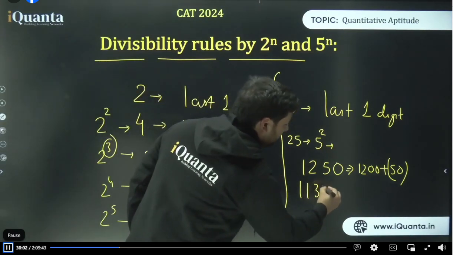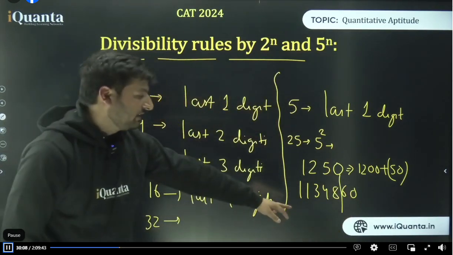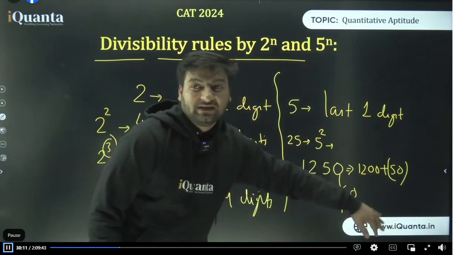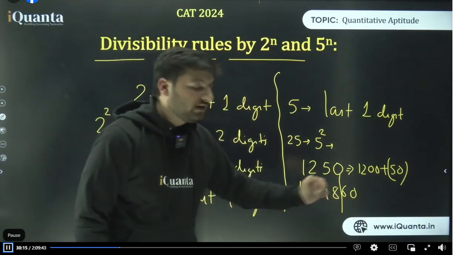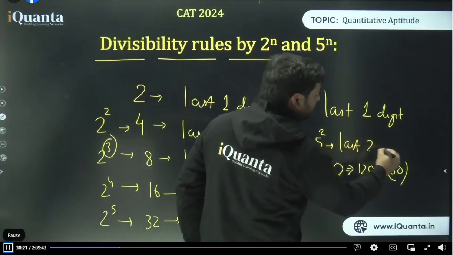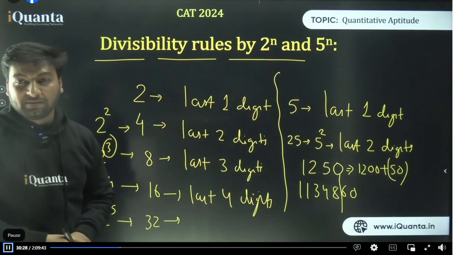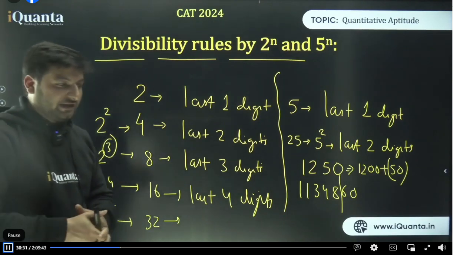We can do the same for bigger numbers. Suppose we have 1 1 3 4 8 6 0, ये है आपके पास. What will you do? आप last 2 digits separate कर दीजिए. You'll write 1 1 3 4 800 plus 60. That 800 part is divisible by 25. So we are left again with the last 2 digits. So what will be the divisibility of 25? It will be the last 2 digits. If you want to check whether a number is divisible by 25 or not, you will check the last two digits. Is that clear to everyone? Right? Yes or no?